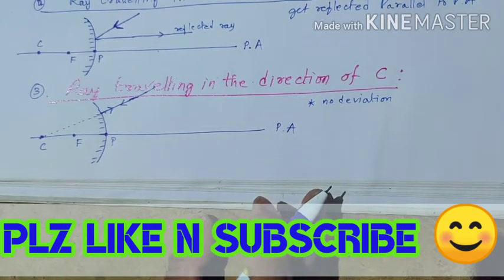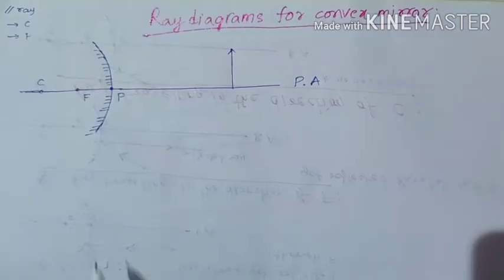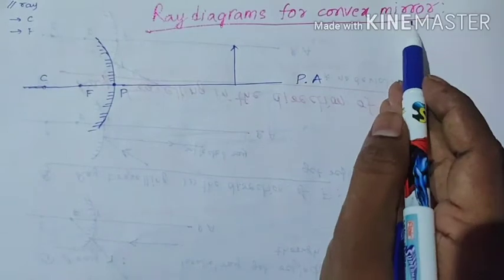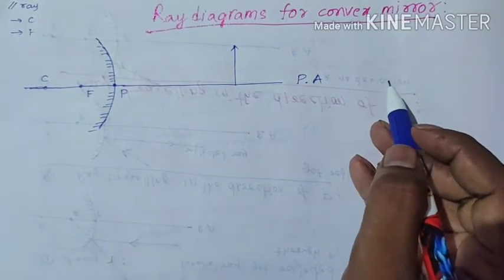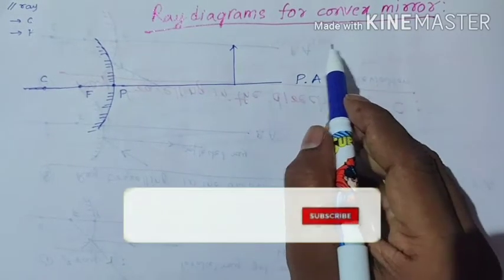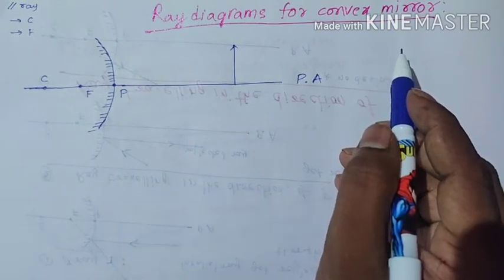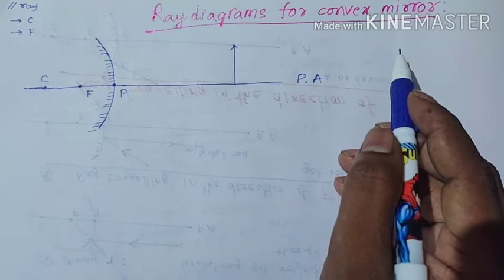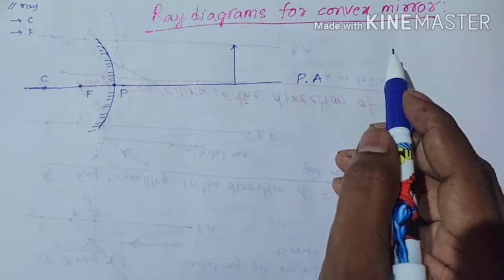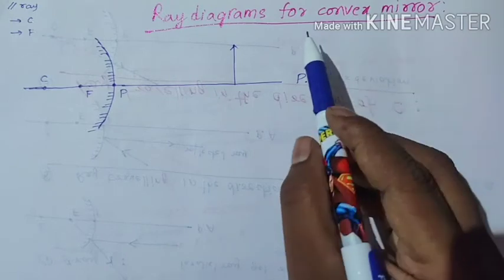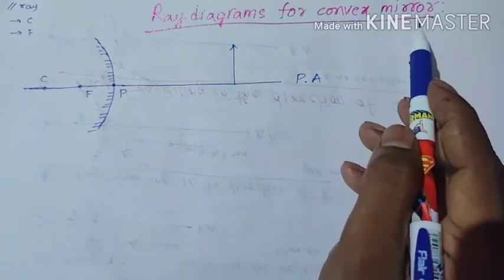So let us go for the ray diagrams for convex mirror. So let us discuss the ray diagrams for convex mirror. As of now we have discussed three rays, three suitable rays. Now we use these three suitable rays to draw ray diagrams for convex mirror.